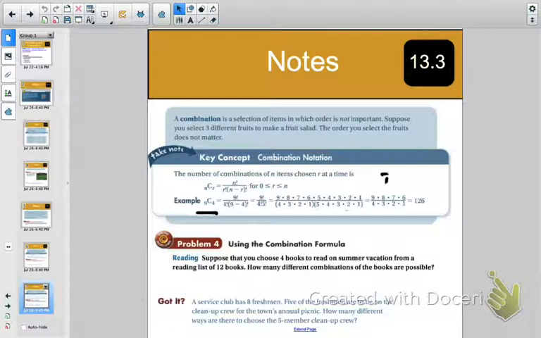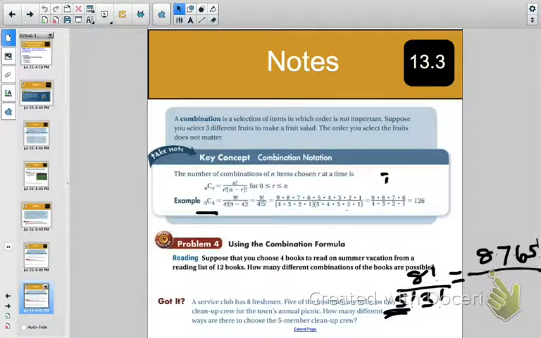So again, this is a combination because the order doesn't matter. Out of 8, we want 5, so a remainder of 3. Your 5 is going to cancel because it's the bigger factorial. So we're going to do 8 times 7 times 6 times 5 factorial over 5 factorial times 3 times 2 times 1. This 5, 4, 3, 2 will cancel with this 5, 4, 3, 2, and then this 3, 2 will cancel with the 6. So we just have 8 times 7, which is 56 ways to choose your 5-member cleanup crew.